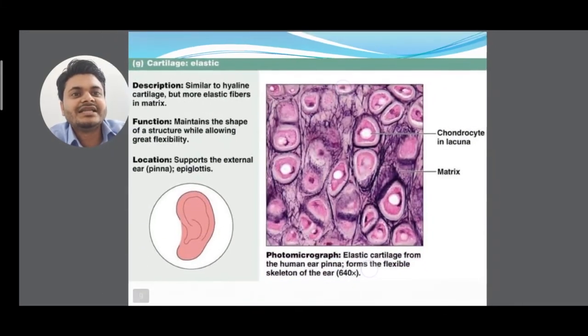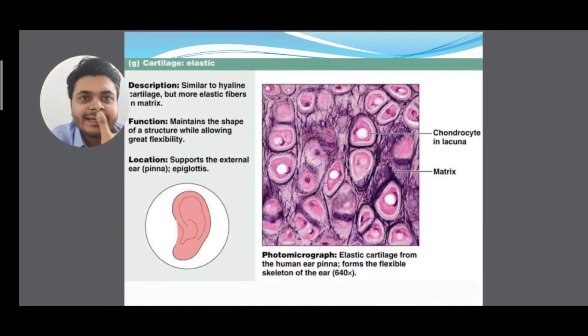Next, what is elastic cartilage? It is similar to hyaline cartilage but has more elastic fibers in the matrix. What is the location of it? It supports the external ear, the pinna, and the epiglottis. So we can see here the nose tip, the ear pinna side, and the epiglottis, all are made up of cartilage.